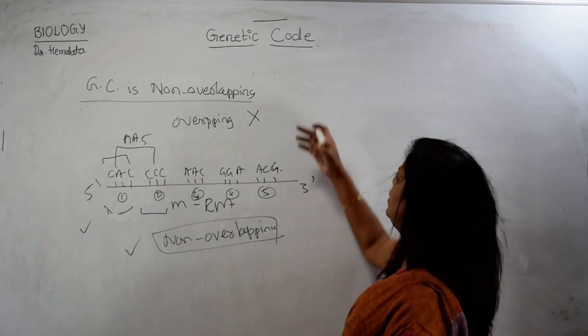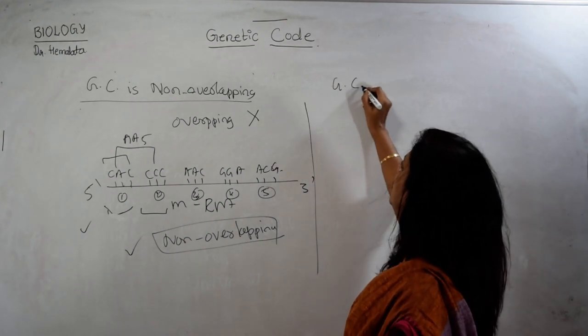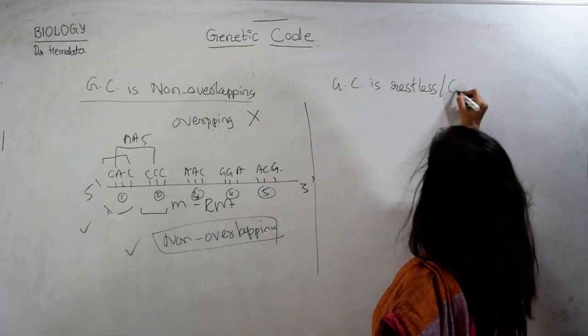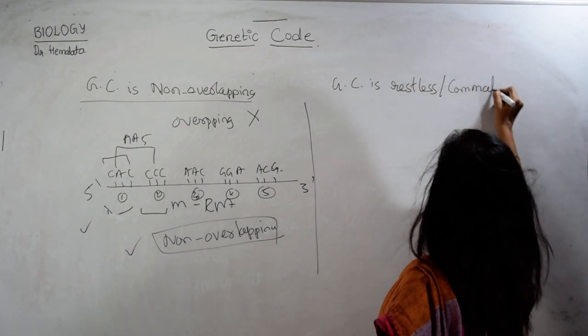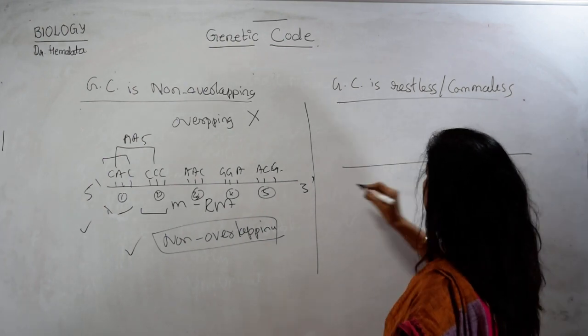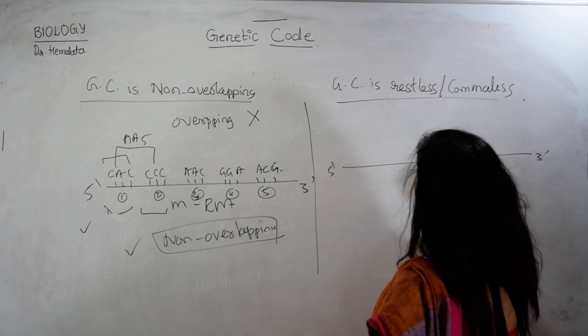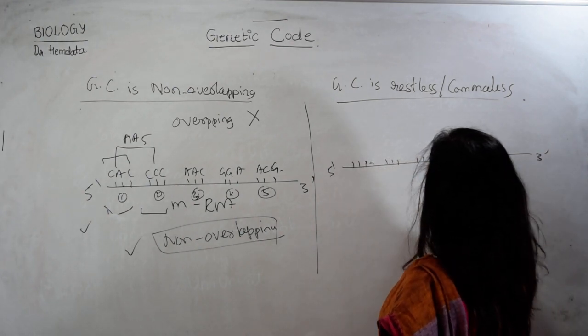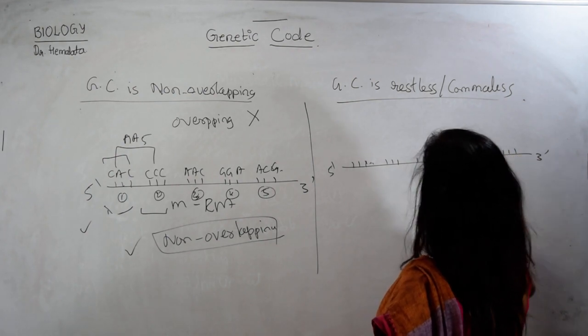In the same way, there is another characteristic: the genetic code is commaless, or comma-less codon, correct? What do you mean by this? Same thing, again, I'll give you another example. Again, I am writing the mRNA, 5 prime to 3 prime end, right? I am reading the codons. There will not be a gap, but just for you to understand, I am writing the gap.